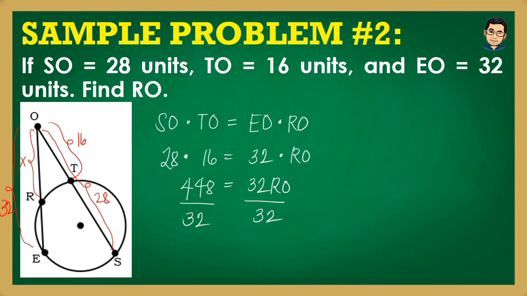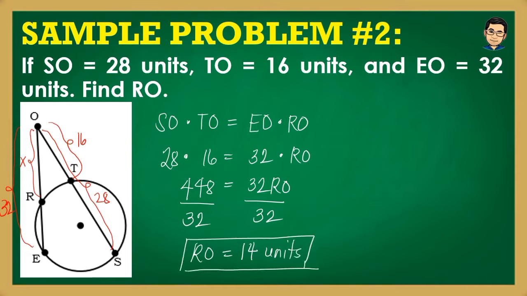So, kapag dinivide po natin 448 sa 32, ang quotient po niya is 14 units. So, the measure of the external second segment of second segment EO, which is RO, is equal to 14 units. So, to check, 28 times 16 is equal to 32 times 14. So, 28 times 16 is 448, equals 32 times 14, that is 448.